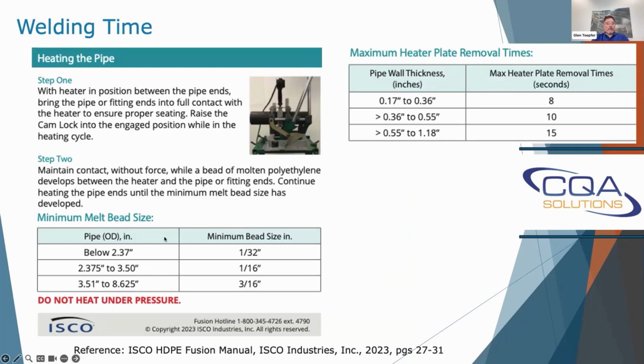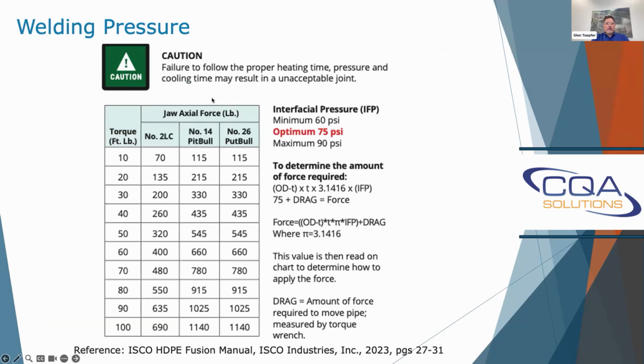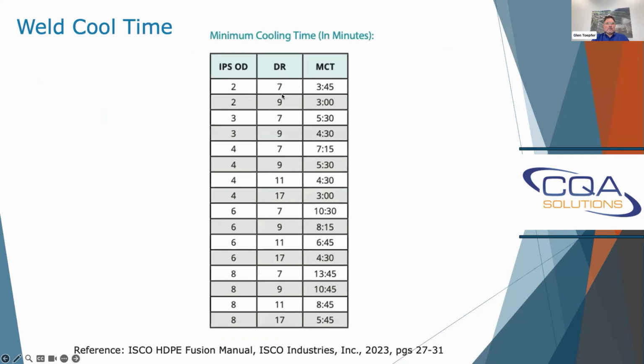For those of you unfamiliar with pipe welding, you always want to look for uniform beads, and there's a minimum size. They recommend what size bead you should have, and then to get that bead, they have your time, your dwell time. So they provide the temperature, the time, and the pressure to join the two together, and how long it's got to stay together. And then the cooling time is your weld cool time before you separate. They have that information there as well.